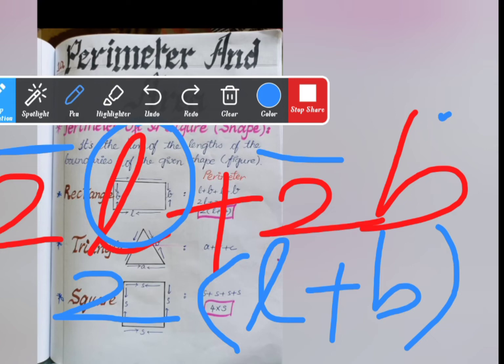Either you can use this formula or you can use the concept to find out the perimeter of a rectangle. You can use the formula or you can simply add the boundaries of the rectangle. You will get the same answer. So try to memorize this formula. Perimeter of a rectangle is 2 into (l plus b). Moving on to the next figure.